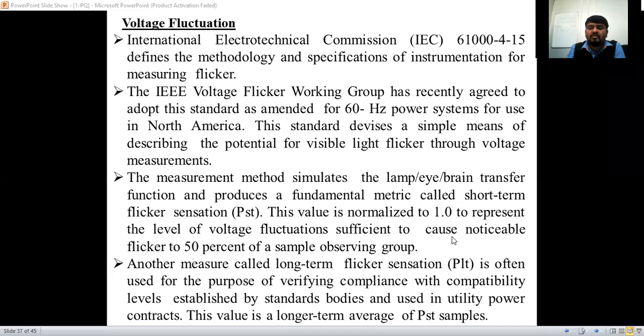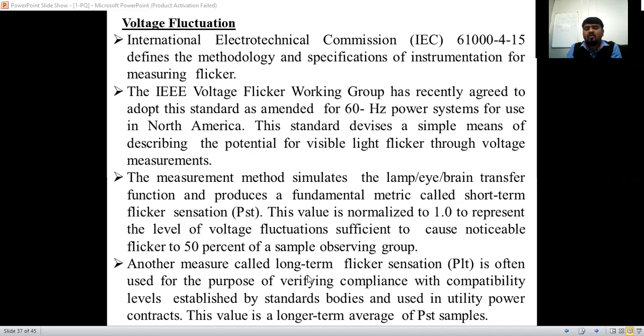But if it is more than 1.1 or less than 0.9, that is not normal, it is undesirable, and it will create a problem for the lamp and eyes, with continuous sudden blinking of the light. So your eyes are affected, and the brain is also affected, through the transfer functions, and they produce the fundamental metric here.